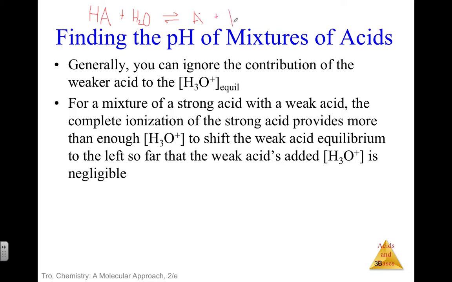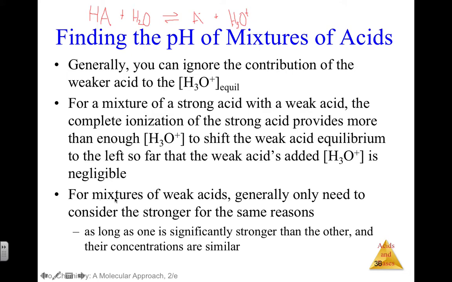So if we think back to chapter 14 with Le Chatelier's principle, what happens as I increase the concentration of hydronium? If you increase the concentration of a product, remember your equilibrium will shift left. So if we have a strong and a weak acid, the strong acid dissociates 100%, produces a relatively large amount of the hydronium, shifting the weak acid equilibrium even more to the left, making the contribution of hydronium from the weak acid insignificant. And that's what this point is telling us.